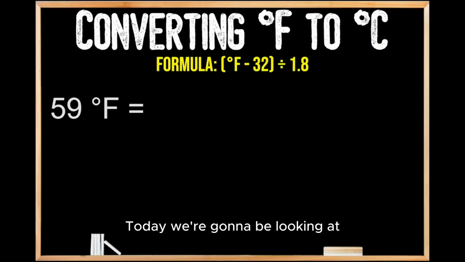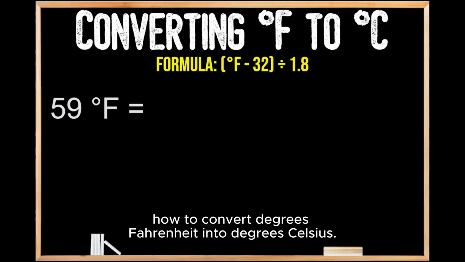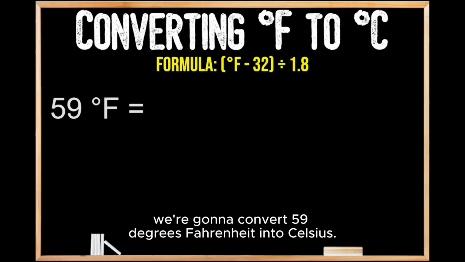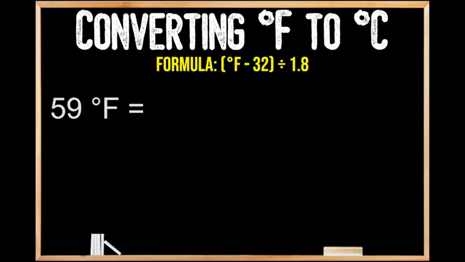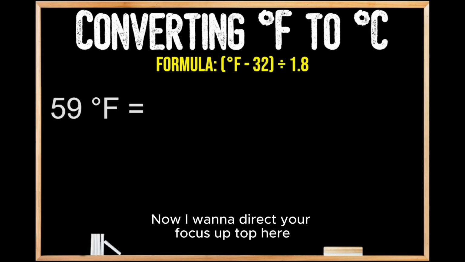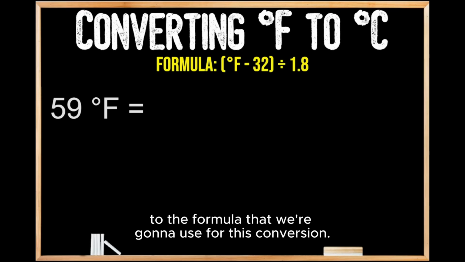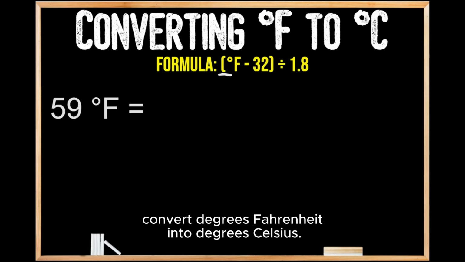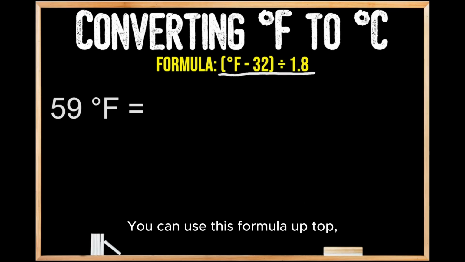Today we're going to be looking at how to convert degrees Fahrenheit into degrees Celsius. For this conversion, we're going to convert 59 degrees Fahrenheit into Celsius. Now, I want to direct your focus up top here to the formula that we're going to use for this conversion. So anytime that you're looking to convert degrees Fahrenheit into degrees Celsius, you can use this formula up top.